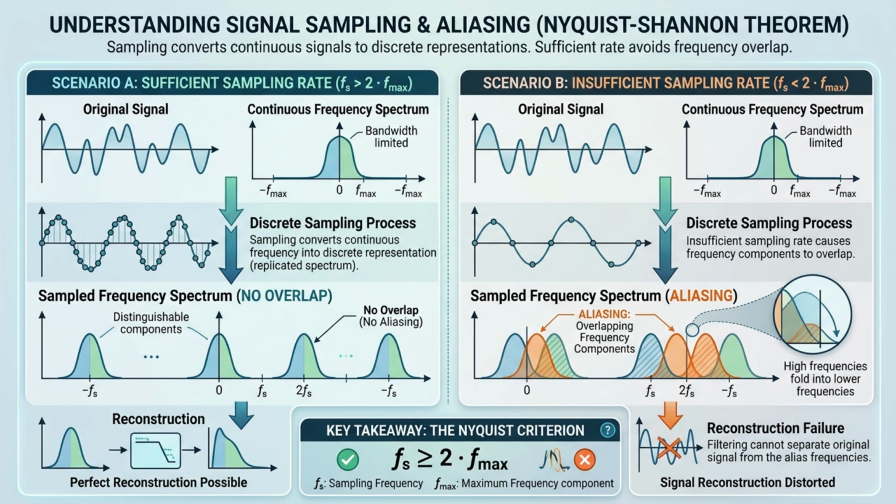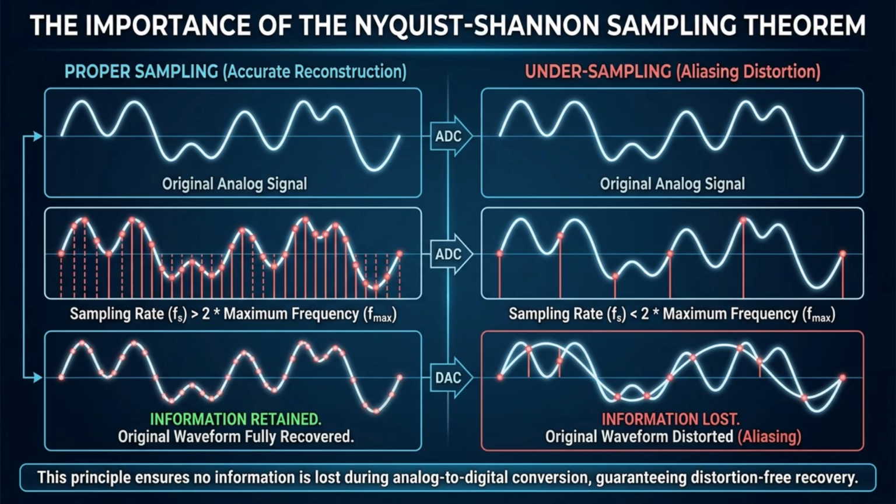If the sampling rate is sufficiently high, each frequency component remains distinguishable and does not overlap with others in the sampled spectrum. The importance of this principle lies in ensuring that no information is lost during the conversion from analog to digital signals. It guarantees that the original waveform can be fully recovered from discrete samples without distortion.